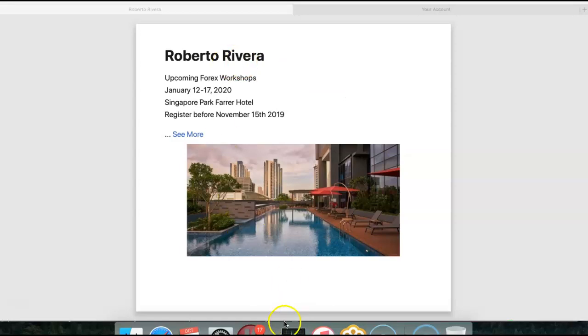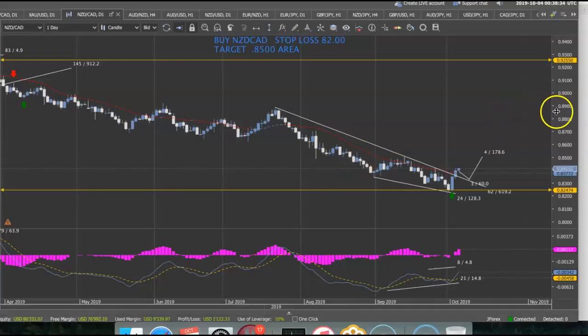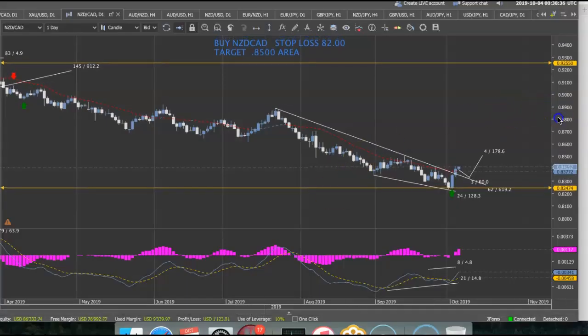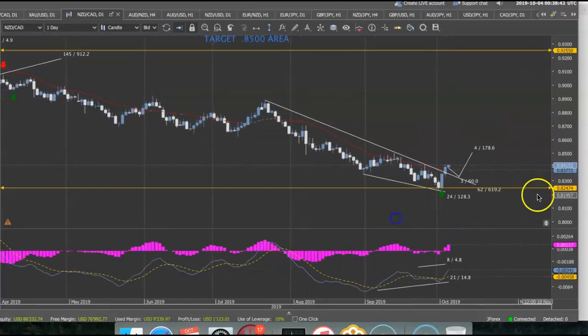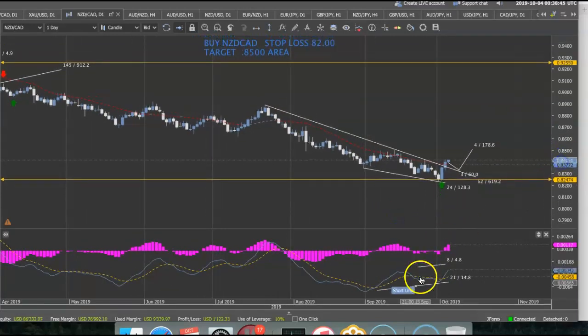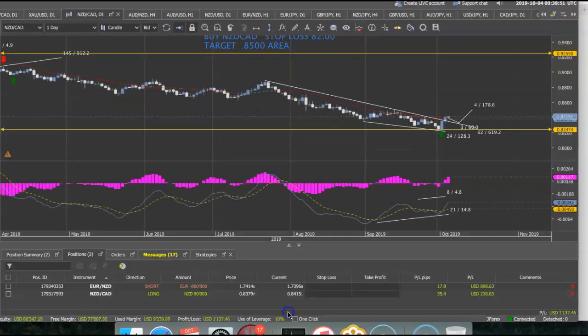All right, so let's get started on the trade setup. Here is the New Zealand CAD on a daily chart. I'm just going to go over the step-by-step, many reasons to be long on New Zealand dollar. Number one, we have divergence on a daily chart. We have a trend line break. I'm in this trade right now, up 35 pips. I'm going to stay in this trade at least to 85 and then 86.